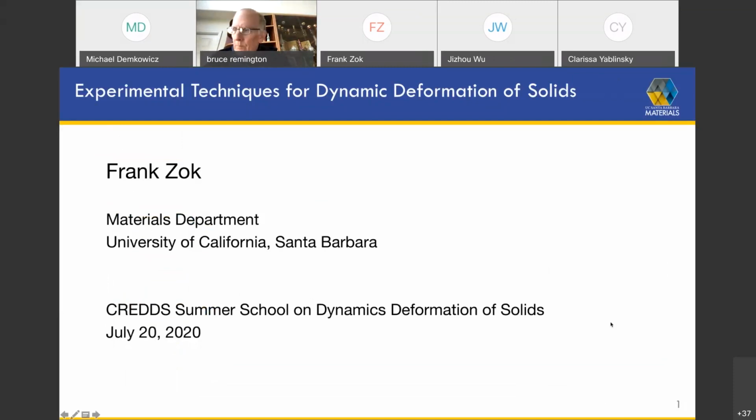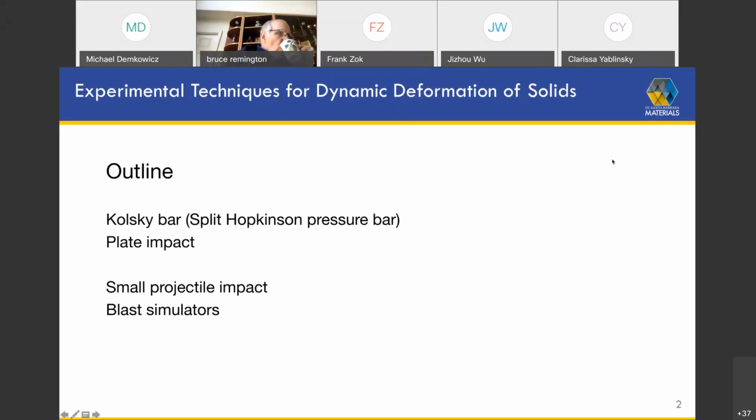I'm glad I can have this opportunity to talk to you about some aspects of experimental techniques for dynamic deformation of materials. So Michael asked me to talk on this topic, and what I thought I would do, rather than trying to be very comprehensive on techniques, is to focus in on a smaller number and focus in some parts of this on the underpinning theory.